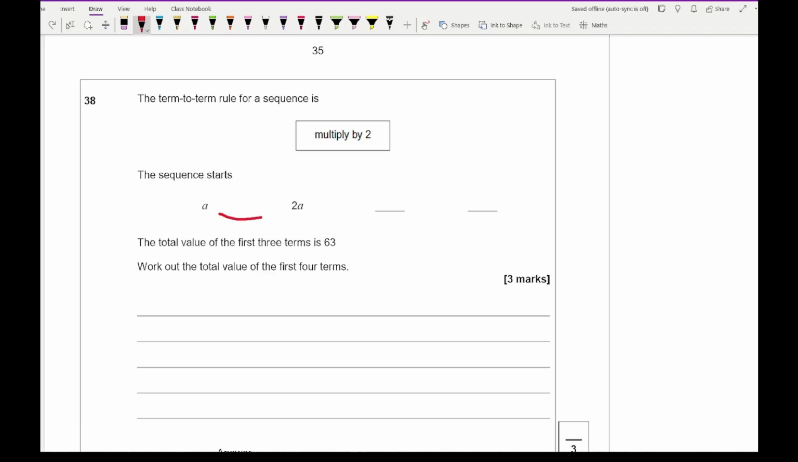So here, to get from A to the next term, I multiply by 2. So the next term is also going to be multiplied by 2. So 2A times 2 is 4A. And multiply that by 2 and I get 8A. Now it says that the sum of the first 3 terms, which I've just highlighted in yellow, is equal to 63. So A plus 2A plus 4A equals 63.